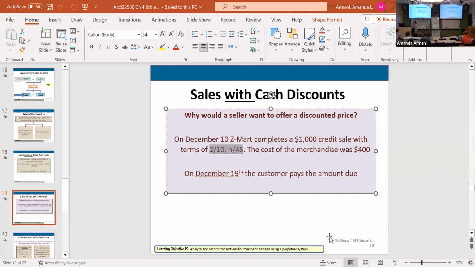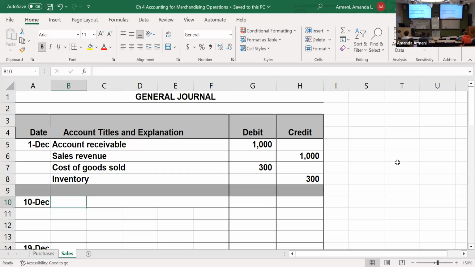Okay, end of tangent. So let's just focus on December 10th. We have a sale of goods. We sell the goods for $1,000. We say, pay us later. And the cost of those goods was $400. Someone raise their hand and tell me, what is that initial entry that I'm going to make on December 10th in my journal? Kayla.